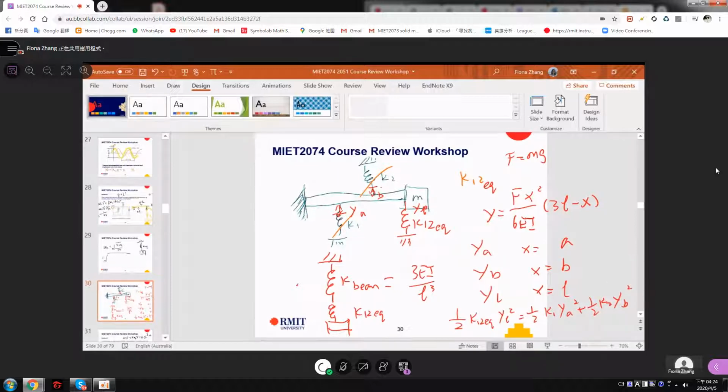Okay. Right, so after you find out this K equivalent, you keep it in the zero position, because you move the K1 equivalent to the end of the beam. So this will be in the zero position. Okay, but any questions here?